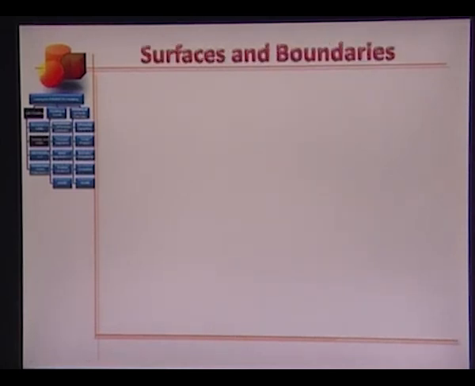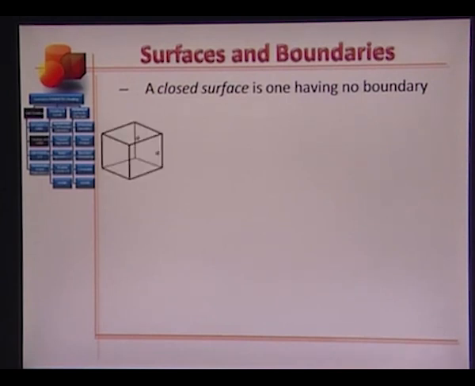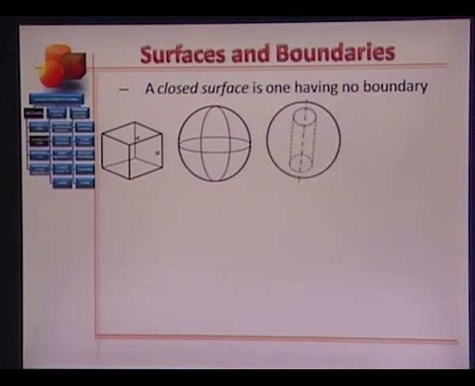Let's discuss surfaces and their boundaries. A closed surface is one that has no boundary. A cube, for example, does not have any boundary. Another example, a sphere. Likewise, it does not have any boundary. A sphere with a hole drilled, no boundary. A torus, no boundary as well. All these are surfaces with no boundaries.